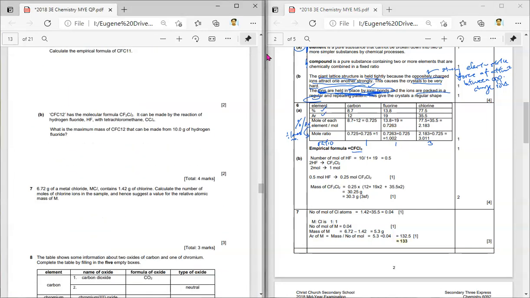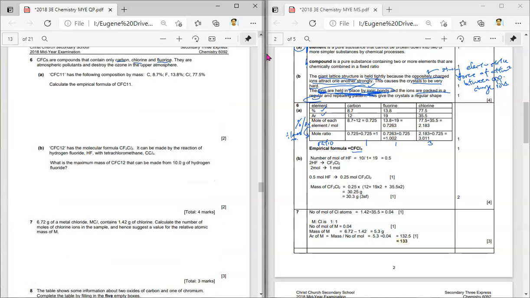Then the next question is, what's the maximum mass? They say CFC-12 has a formula of CF2Cl2. Now I need you to look at it.